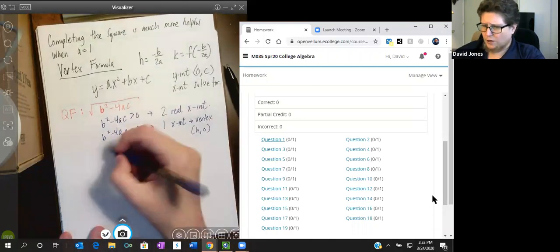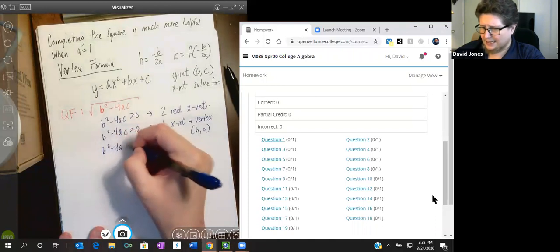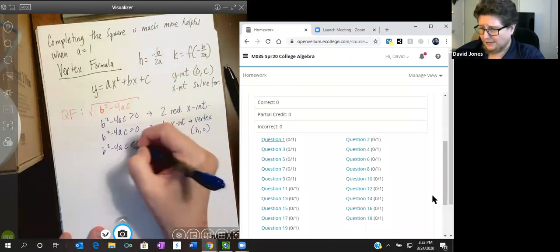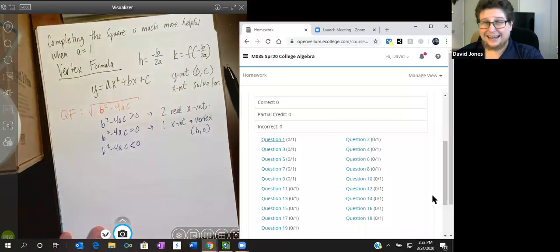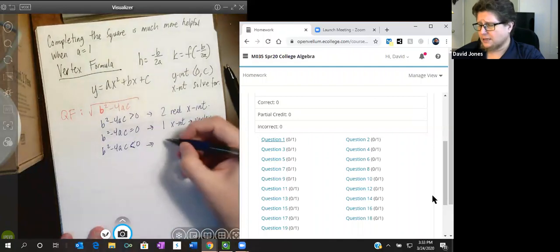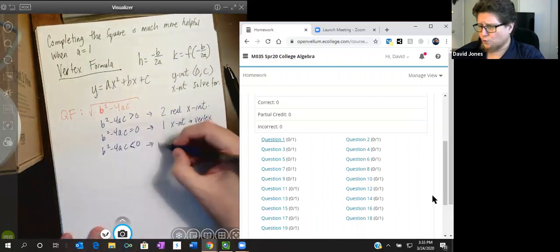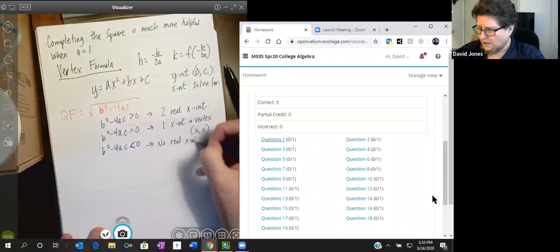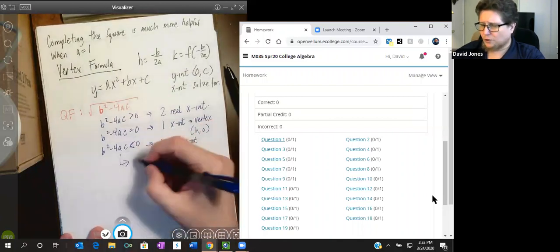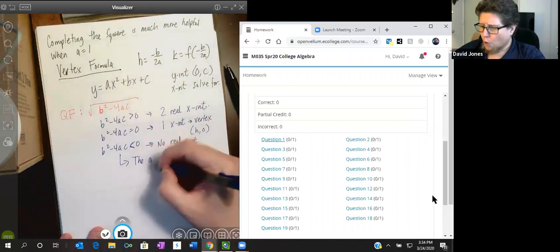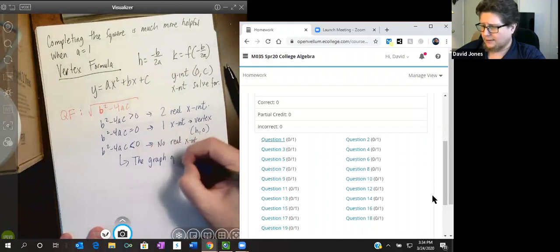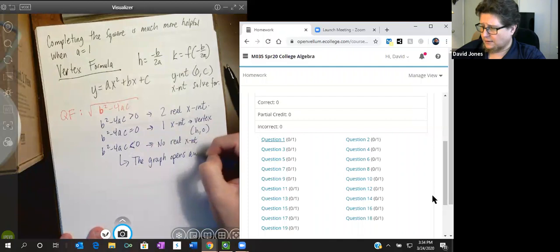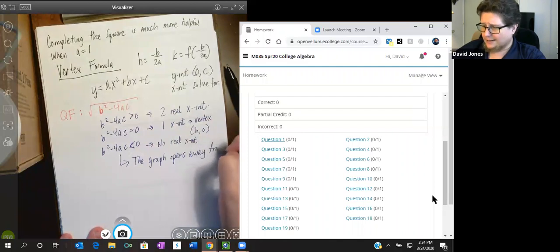And if b squared minus 4ac is less than 0, then I've got a negative number underneath the radical. And negative numbers led to imaginary numbers. No real x-intercepts. And this will tell you the graph opens away from the x-axis.